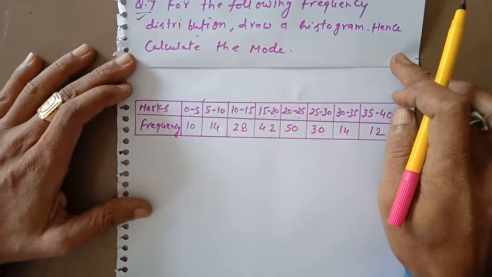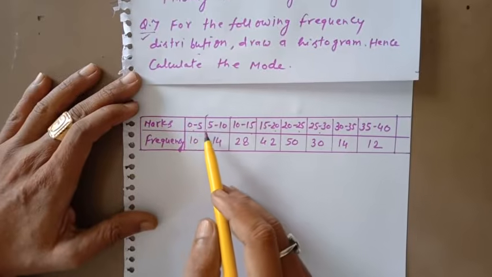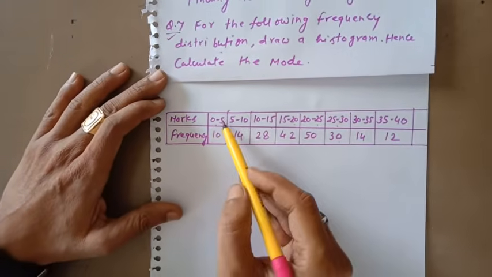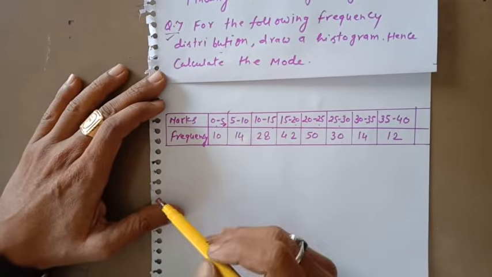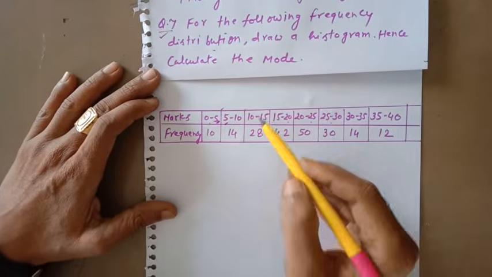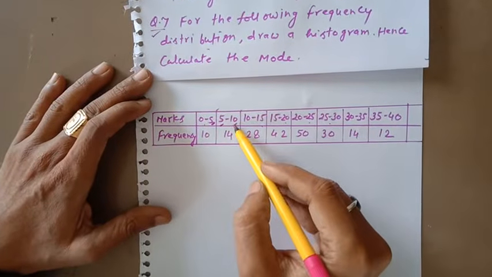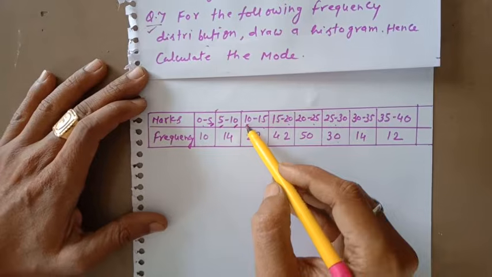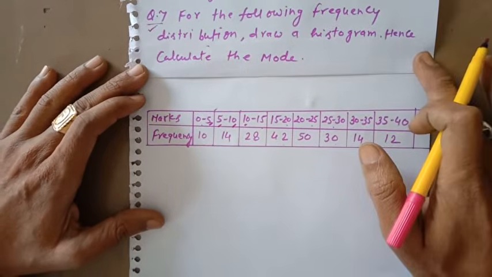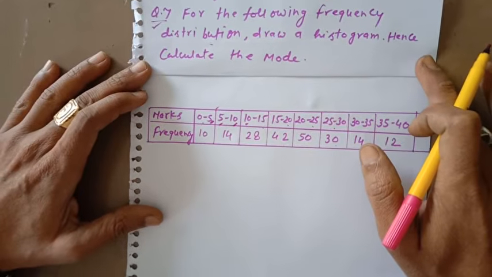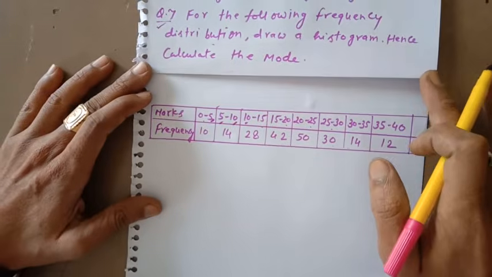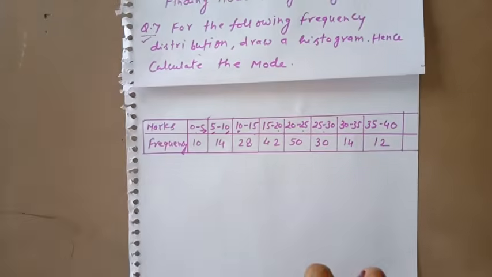So first of all we see whether the table is given in exclusive form or not. We can see that here the upper limit of any class is equal to the lower limit of the next class. Here 10 is the upper limit, here 10 is the lower limit. These are equal, it means this is in exclusive form. So we can draw a histogram only for exclusive form. So let us see how we draw a histogram.